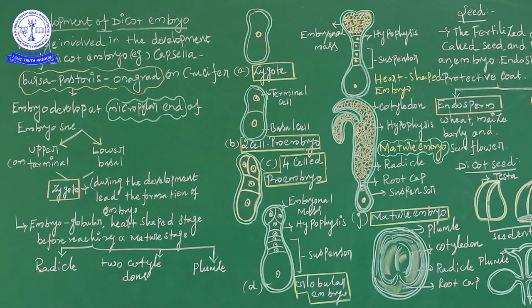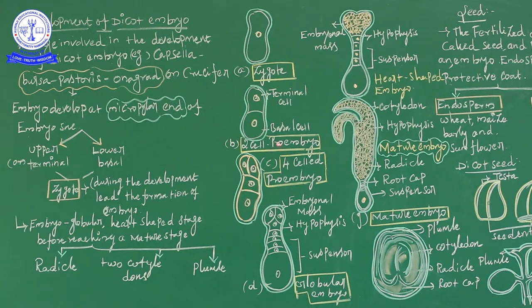We know about this: the radicle forms the root, present below, and the plumule is the upper region that produces the stem or leaf. Okay, from this diagram, first of all there is the zygote, starting as a single cell, and then the cell divides by mitosis and produces two cells. The upper one is the terminal cell, and the lower one is the basal cell. Okay, that is called the two cell stage or the proembryo.